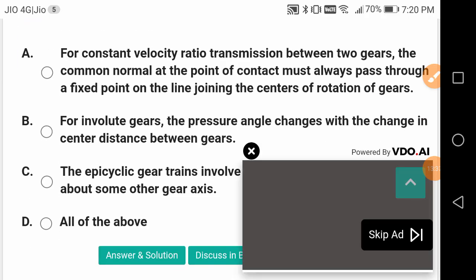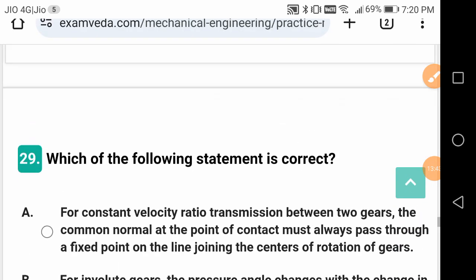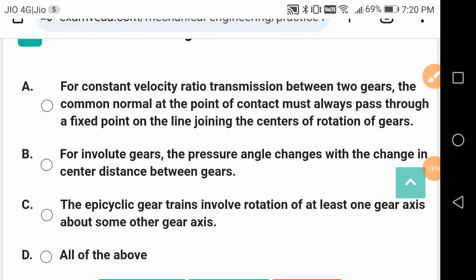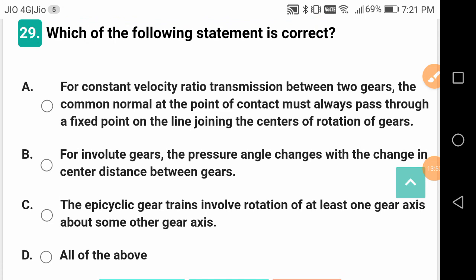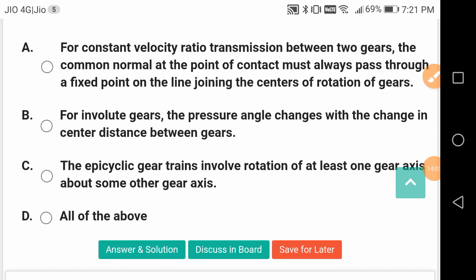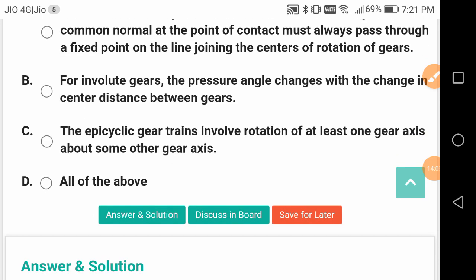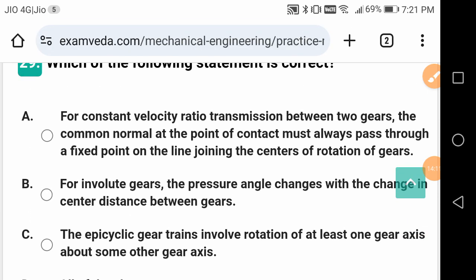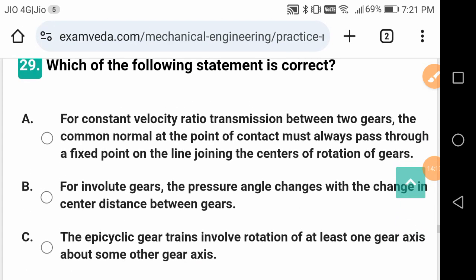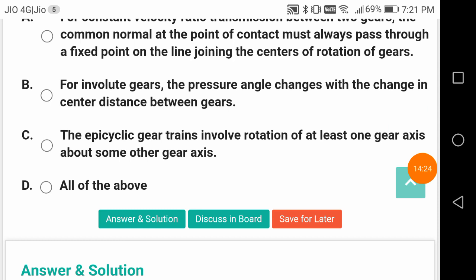Which of the following statement is correct? Let us see the answer. It is D, that is all of the above. For constant velocity ratio, the transmission between the two gears, the common normal at the point of contact must always pass through the fixed point on the line joining the centers of rotation of gears. It is called law of correct gearing. For involute gears, the pressure angle changes with change in center distance between the gears. Epicyclic gear trains involve rotation of at least one gear axis about the other gear axis. He has compared the gear trains, gears, and also the Inline theorem, that is called correct condition or the condition for correct gearing. So he has given all of them. All of them are correct.